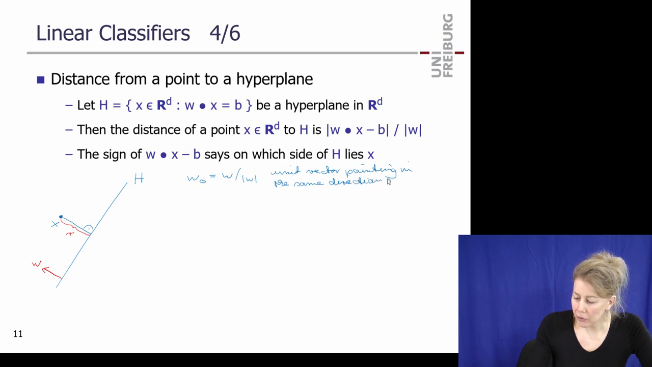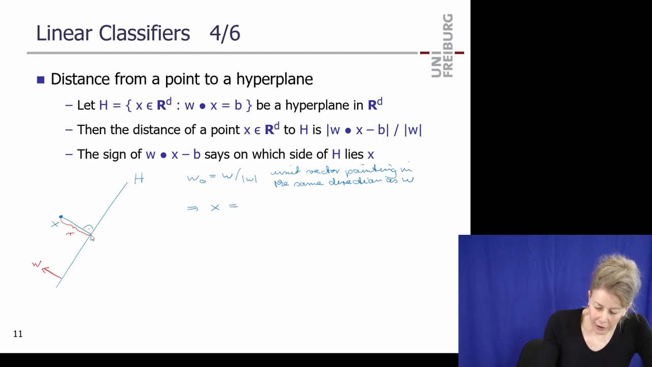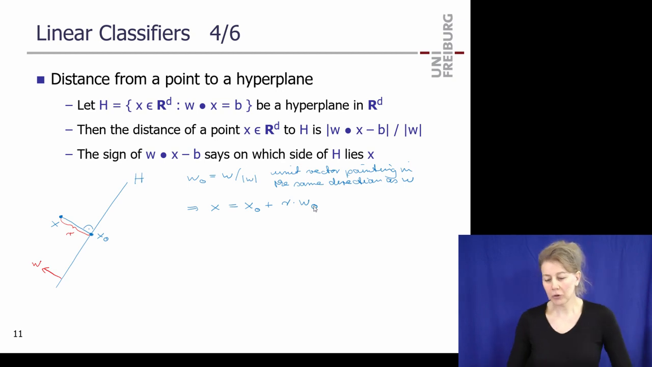As W. So now I can write my x. How can I write my x? I can write my x as, well, let me give this a name also. Let me call this, the projection of x on h, x0, plus the unit vector of w times my distance. Right? And I hope you agree with that.